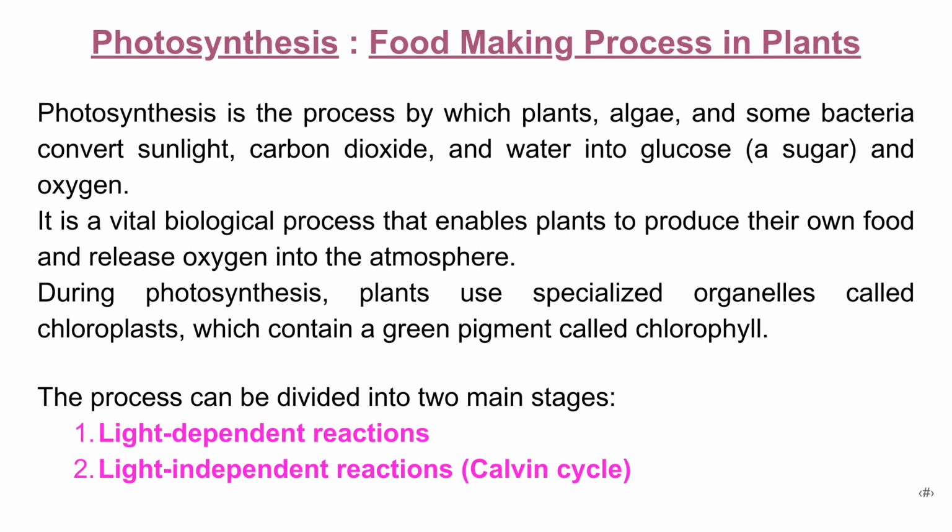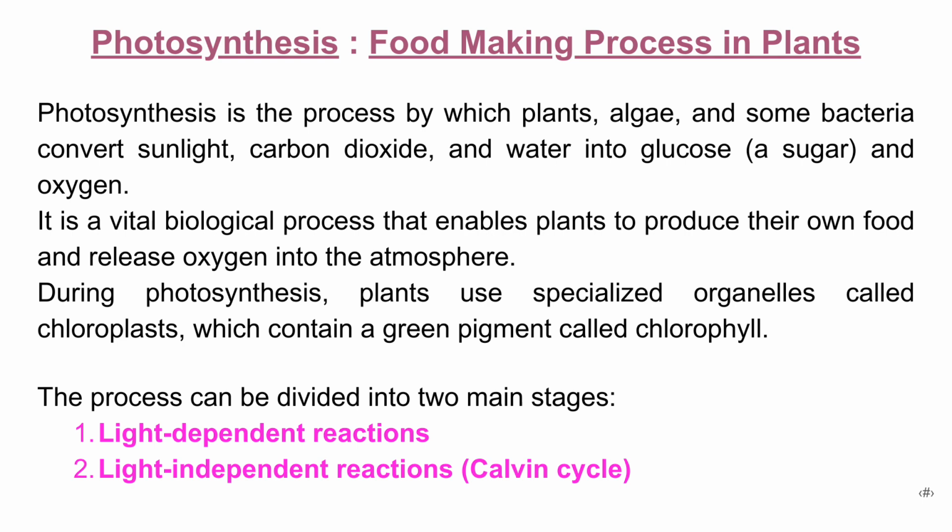Photosynthesis, food-making process in plants. Photosynthesis is the process by which plants, algae, and some bacteria convert sunlight, carbon dioxide, and water into glucose, a sugar, and oxygen. It is a vital biological process that enables plants to produce their own food and release oxygen into the atmosphere. During photosynthesis, plants use specialized organelles called chloroplasts, which contain a green pigment called chlorophyll.